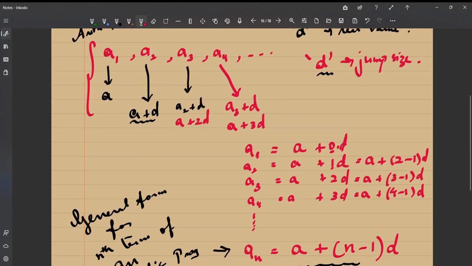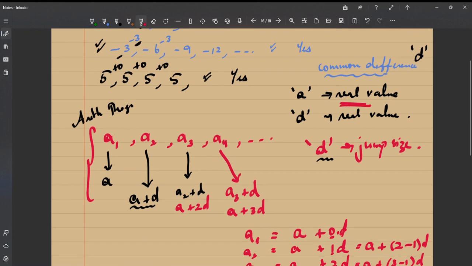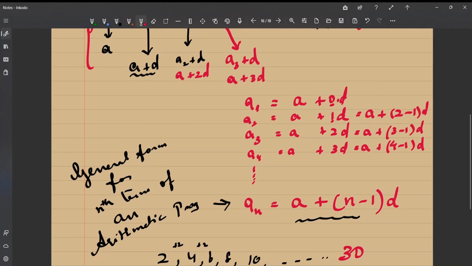But we should keep in mind that a can take any real value, which I have already told you. d also can take any real value, and even if the jump size or the common difference is negative, the d part will take care of it. There is no alteration in this general form for the nth term. If it is negative, we are going to substitute a minus 3 here, and the sequence is going to reduce automatically. It would be a decreasing arithmetic progression automatically. Right, we don't have to worry about it at all.